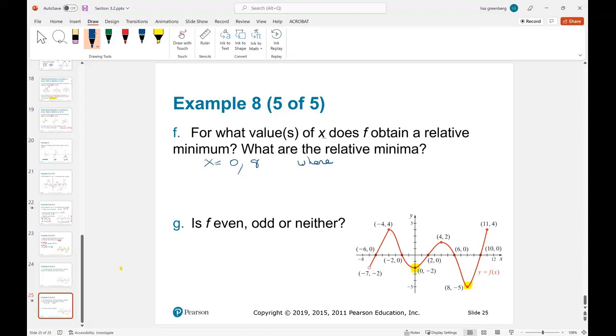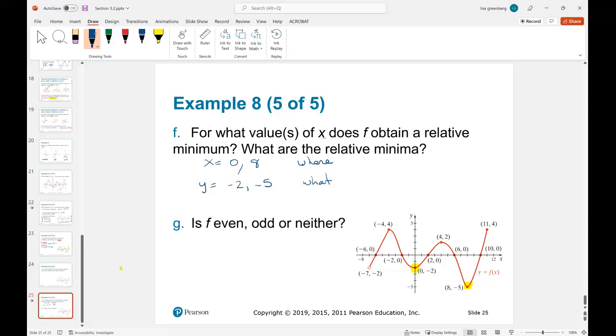Notice here it says, what are the relative minimums? What is the actual value of the minimum value? That's what y equals. That's going to be -2 and -5. Those are my 2 minimum values, and those are relative minimum. Relative means there's more than one, okay?